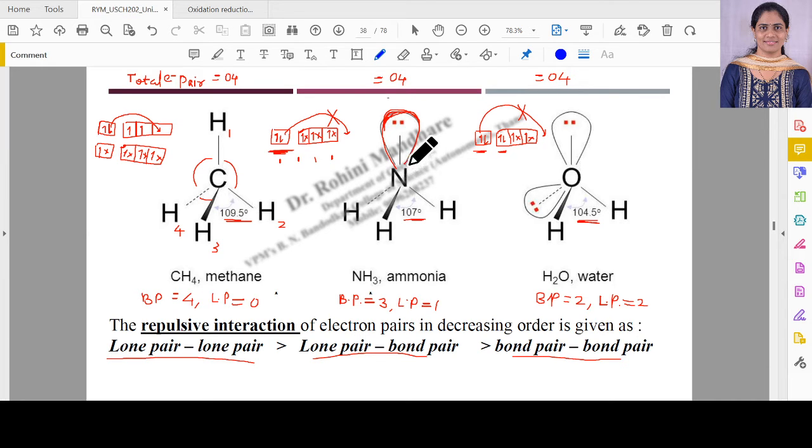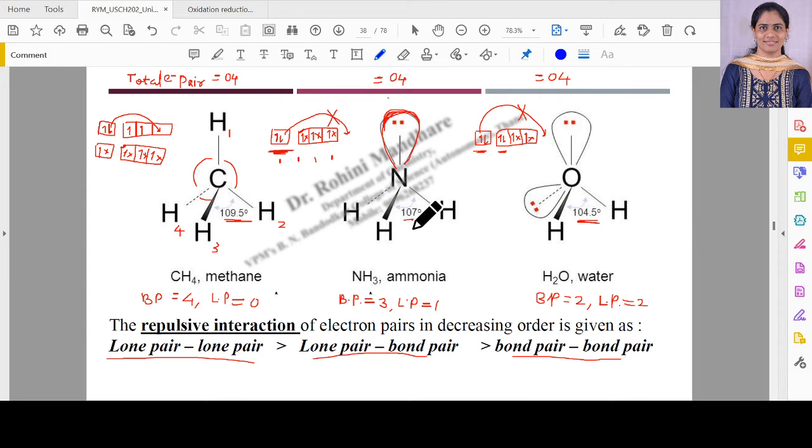What is a lone pair? A lone pair is the electron pair which is under the influence of only one atom. So this is a lone pair. Since a lone pair is under the influence of only one atom, it expands in size and repels the bond pair. If two lone pairs are there in the molecule, like in the water molecule, of course they will have maximum repulsion compared to lone pair-bond pair and then bond pair-bond pair. So in the case of the water molecule, with respect to methane, the bond angle is decreasing.